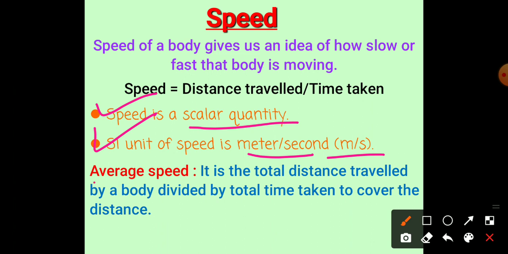Now next, average speed. It is the total distance traveled by a body divided by total time taken. So how much total distance is traveled by a body, and how much total time is taken by the body to cover that distance, that is called average speed.